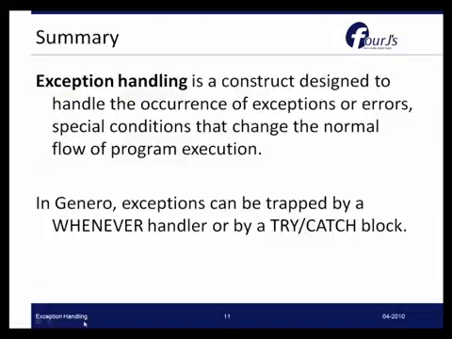So in summary, exception handling is a construct designed to handle the occurrence of exceptions or errors, which are special conditions that change the normal flow of the program execution. In Genero, exceptions can be trapped by the whenever handler or by a TryCatch block. So again, with the whenever handler, you're mapping the exception type with an action to take, and with the TryCatch block, you're defining the try block with what error might occur, and the catch block, if an error occurs, what you want to do with that.